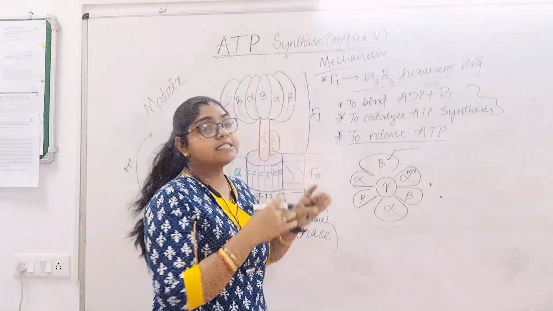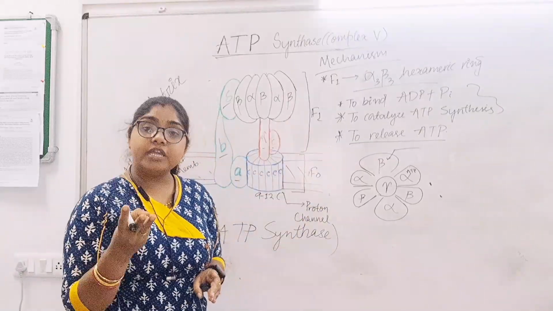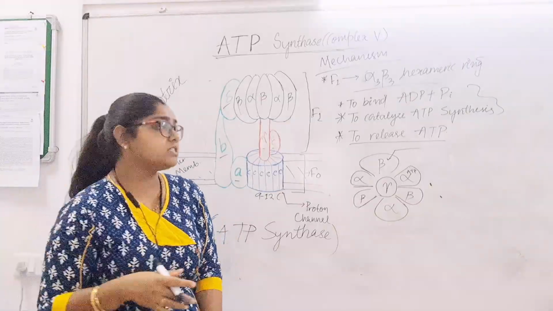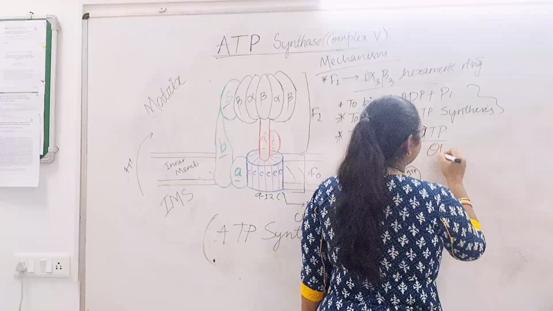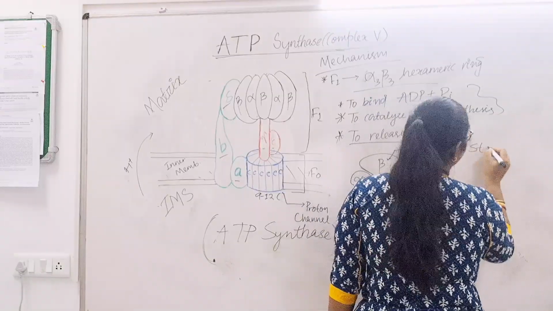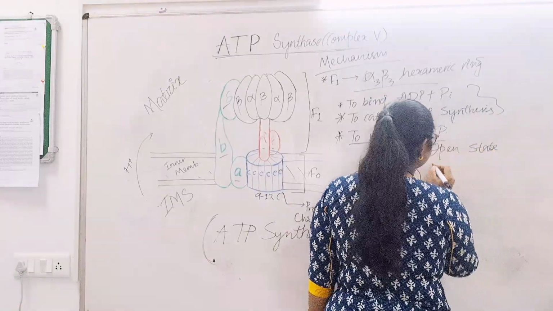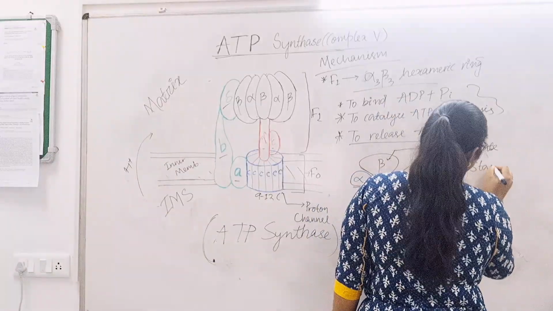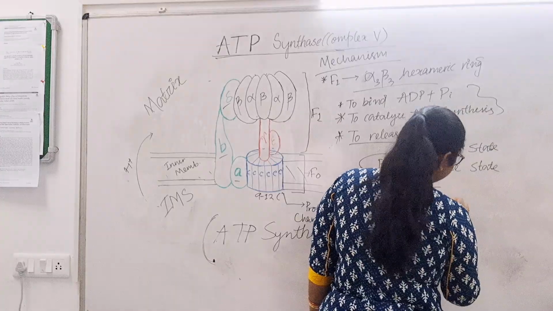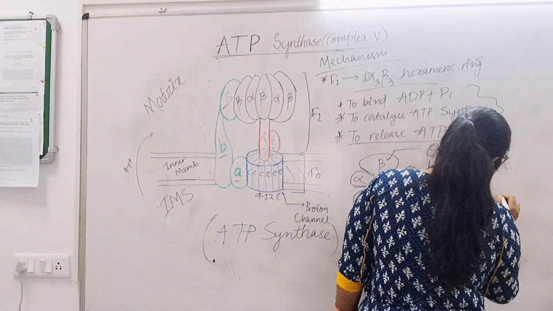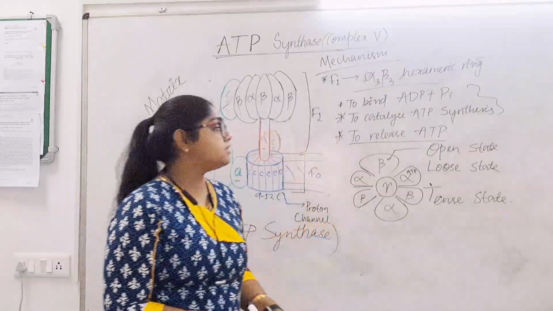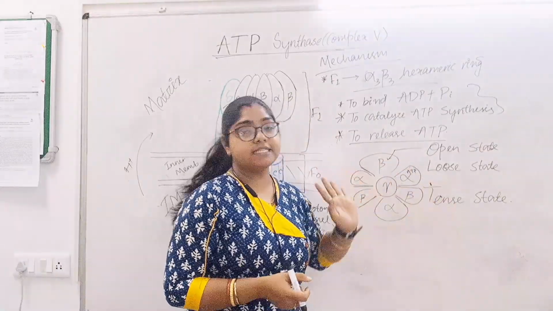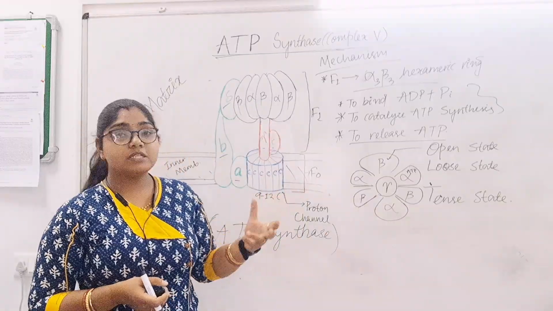So beta subunit binds the substrates, catalyzes the ATP synthesis process and releases the ATP. For all these functions, it has 3 conformational alternates. Okay, it has 3 conformational structural changes. They are known as open state, loose state and tight state. Okay, it has 3 conformational structures to do all these functions. One is open state, loose state and tight state. Okay, so what happens in all these states?